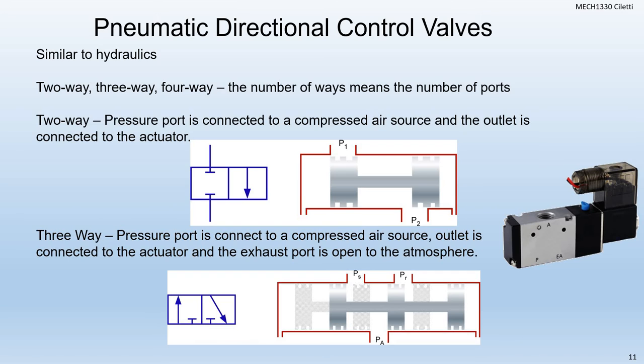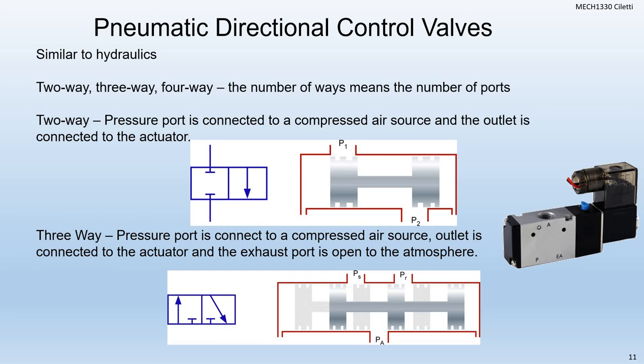Same as what we did with hydraulics, directional control valves or DCVs. We have 2 ways, 3 ways, or 4 ways. And then the same with positions. Positions are based on the number of blocks that you see on the schematic. The first one shown here is a 2-way, 2-position, and this is a normally closed valve, nothing's allowed to flow there.